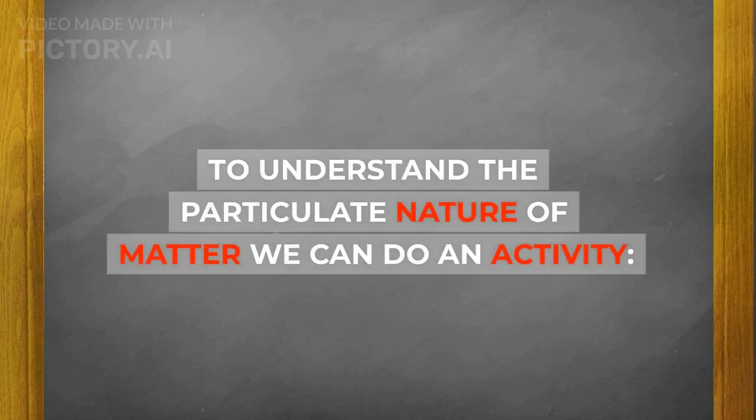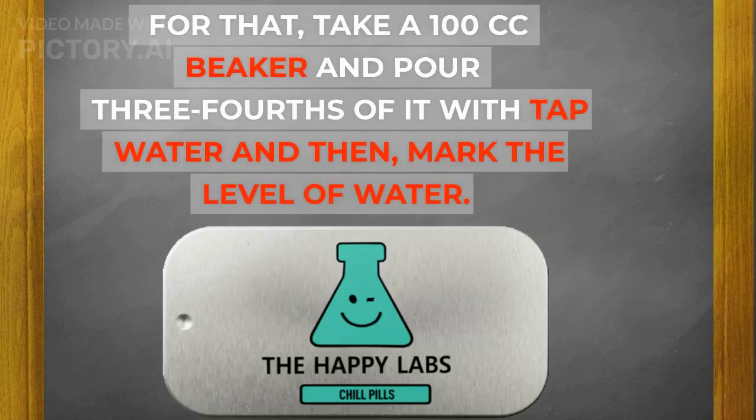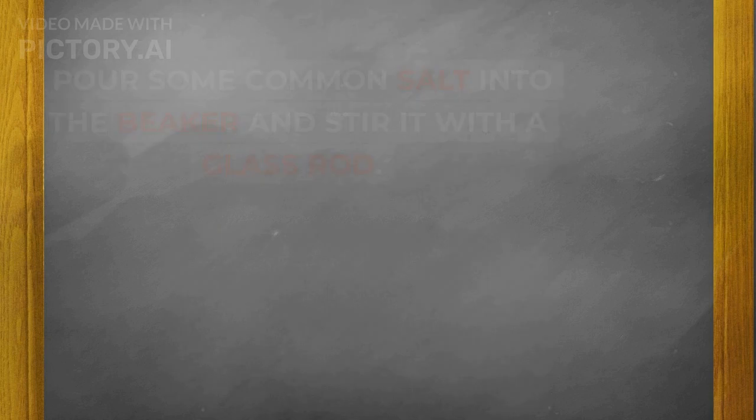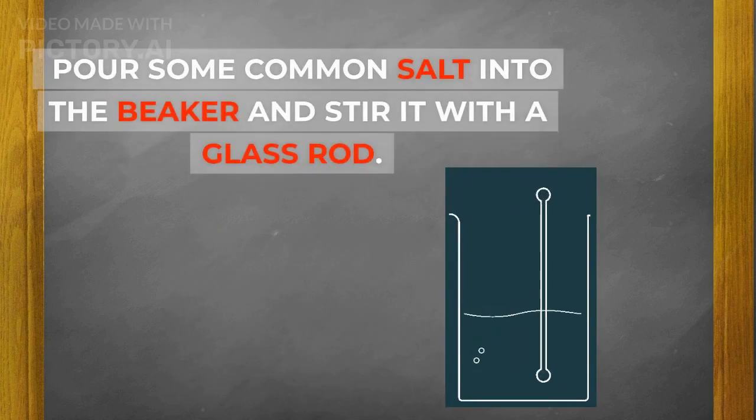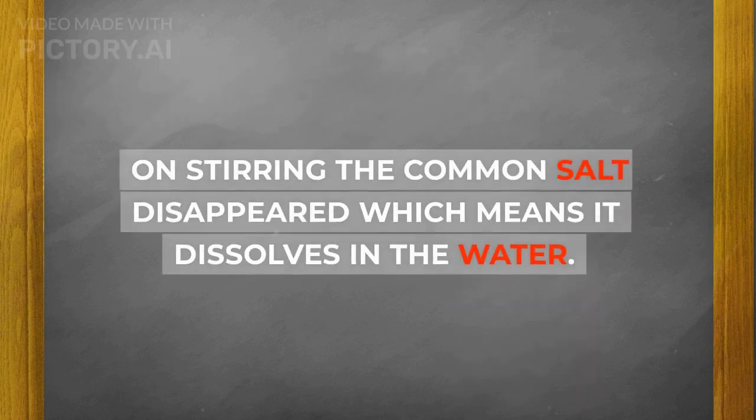To understand the particulate nature of matter, we can do an activity. For that, take a 100 cc beaker and fill 3/4 of it with tap water, and then mark the level of water. Pour some common salt into the beaker and stir it with a glass rod. On stirring, the common salt disappeared, which means it dissolves in the water.